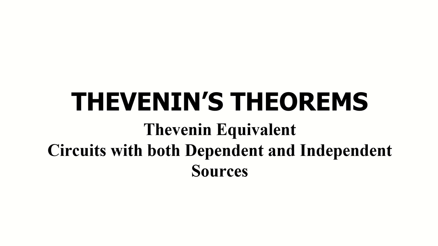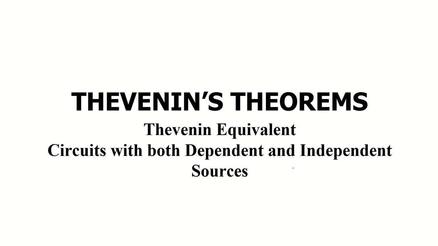Welcome back. So we are learning about the Thevenin theorem and solving linear circuits using the Thevenin theorem. Now we are going to look at examples that contain both dependent and independent sources. Earlier, we first learned how to analyze a circuit with dependent sources. Then we solved circuits with only independent sources.